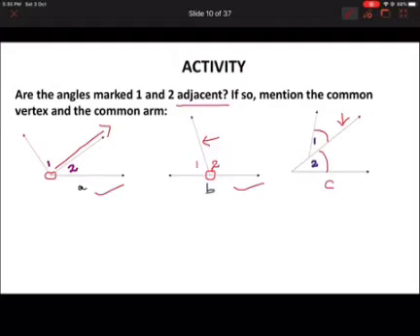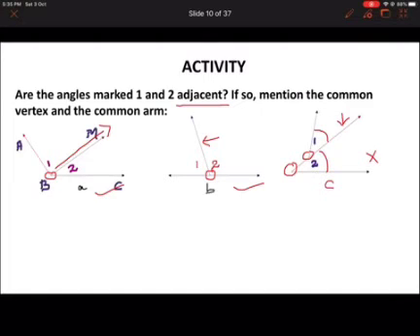Can you tell me? Yes? Yeah, you can all see that they do not share a common vertex. They have two different vertices. So this pair of angles, we cannot call them adjacent angles. Children, I hope it's clear. Okay, now let's see.